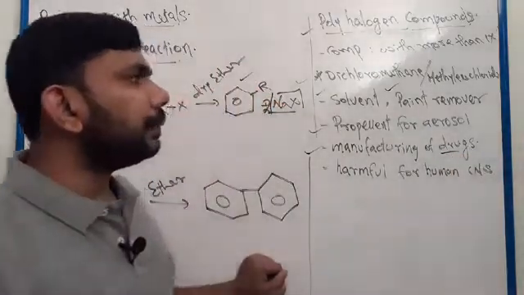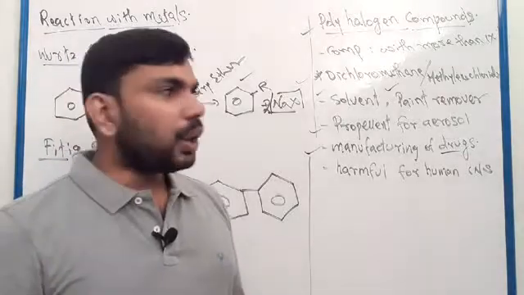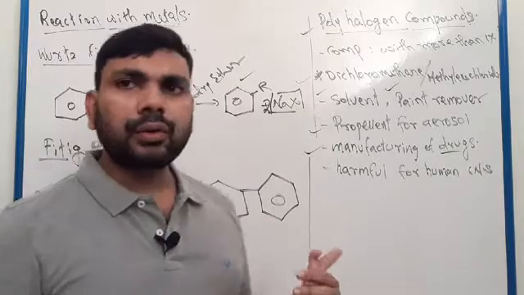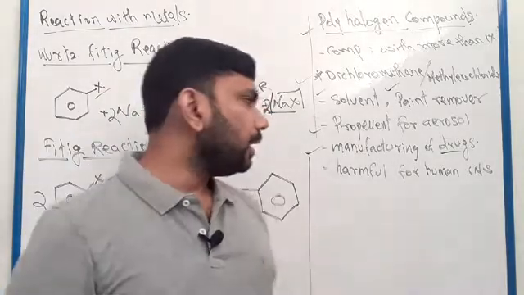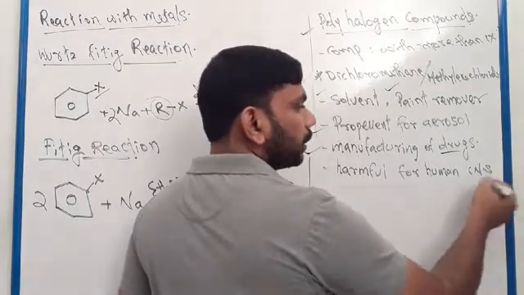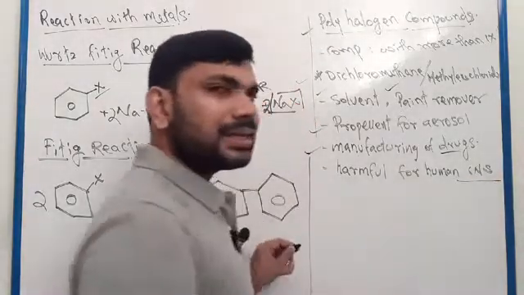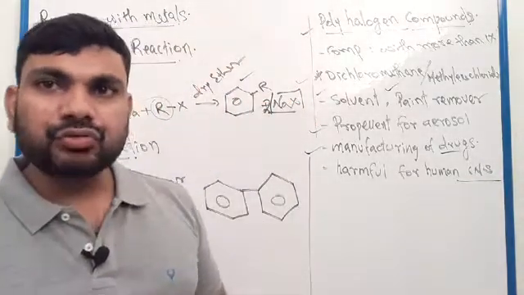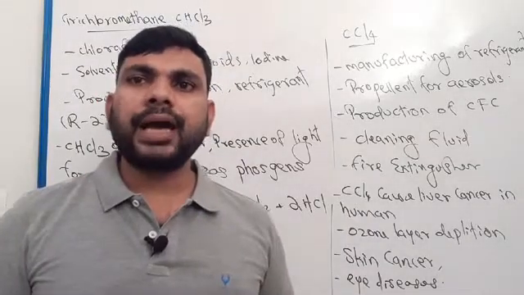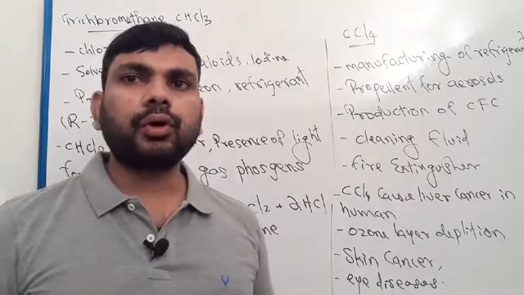Okay, so these are the important uses. Also we have to remember here dichloromethane is harmful. It is harmful for the human central nervous system. Clear?